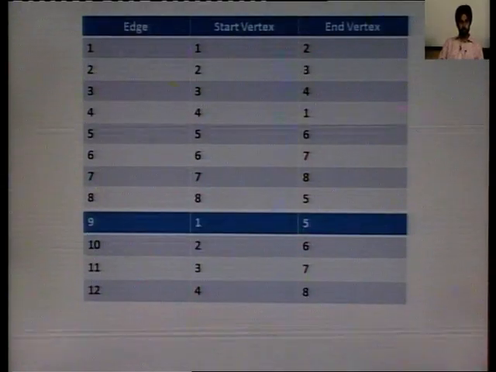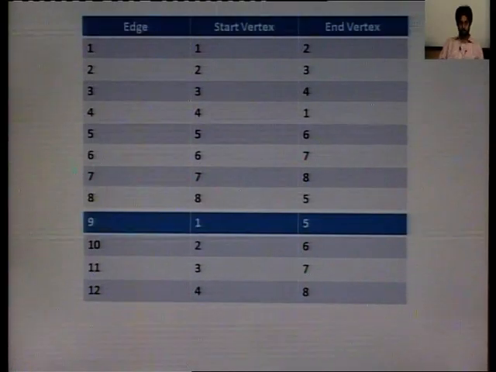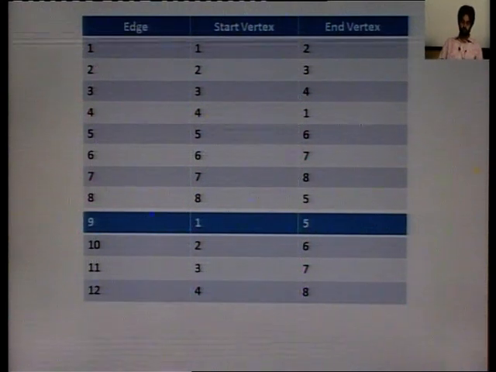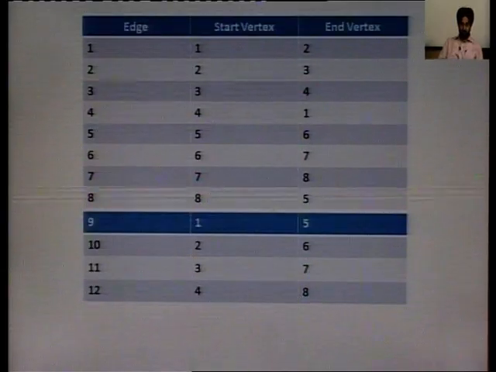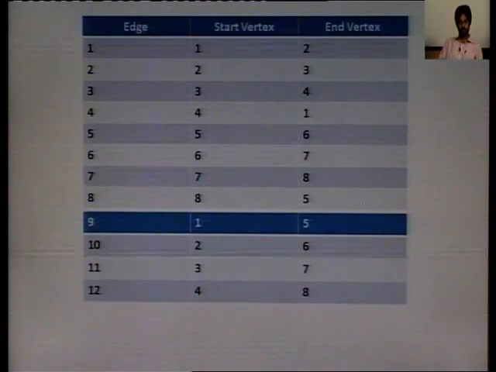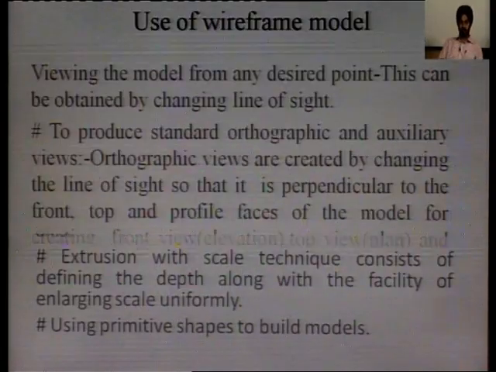This is an edge table. In the edge table you have the different edges with a starting point and an ending point. So, you can generate an object of any type by the starting vertex and end vertex of each edge: first edge, second edge, third edge, 4th, 5th, 6th, 7th, 8th, 9th, 10th, 11th, 12th, and these are the vertices, the coordinates of that particular object.